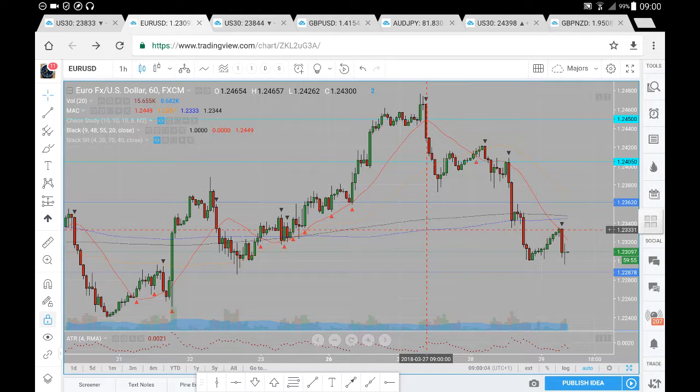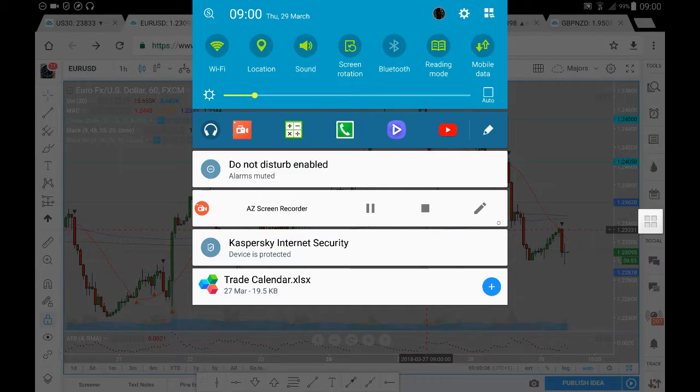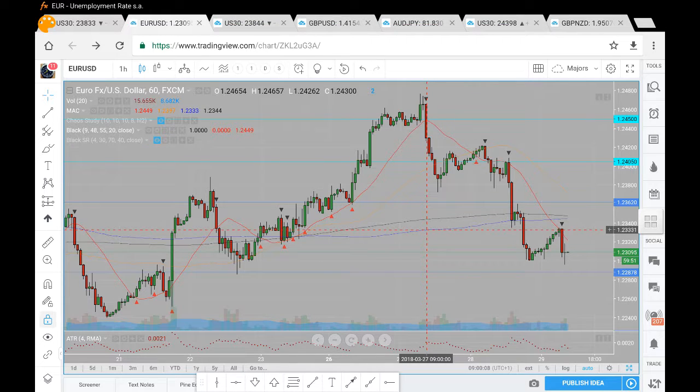So this is EUR/USD analysis for Thursday, 29th of March. Now, let's have a look at what happened with prices and where prices may likely go.